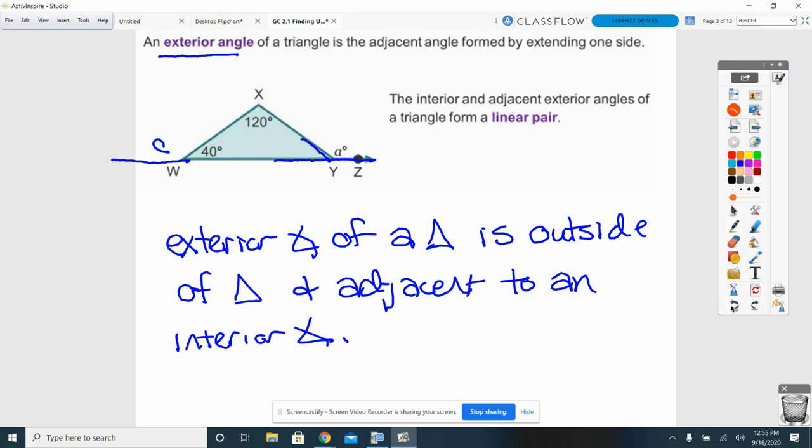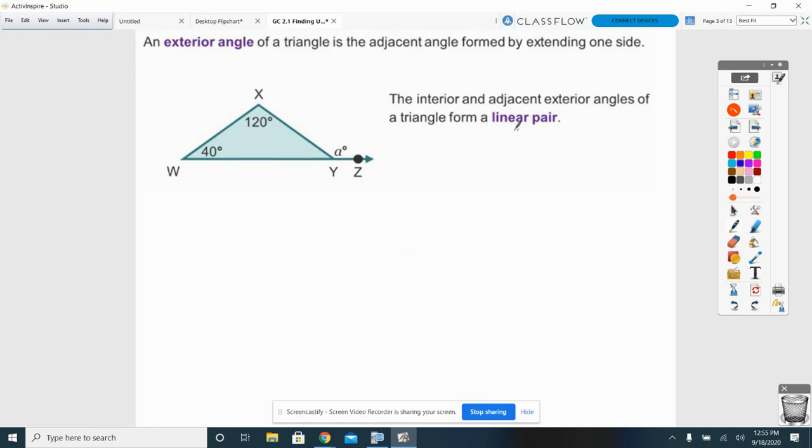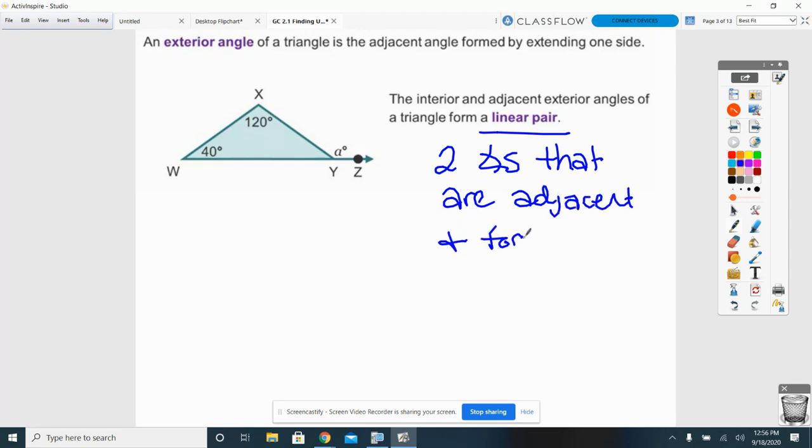And I could have gone down by extending this side where the W is. This angle is an exterior angle. And there was one more if I would have extended this side, the smiley face one here. Okay, so exterior angles are outside of the triangle. You can find them by extending a side. A linear pair are two angles that make a straight line that are adjacent and form a line. So because of that, they add to 180.